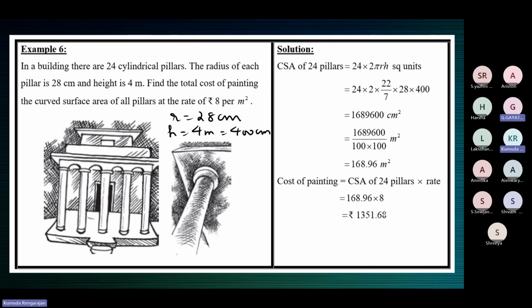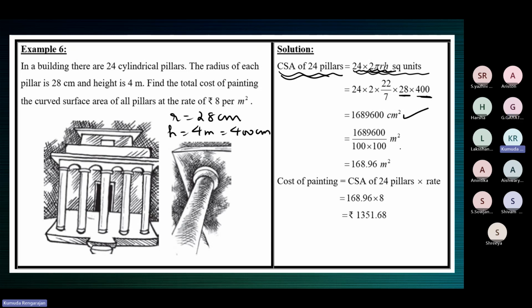Yeah, thank you, children. So radius is 28 centimeters, height is 4 meters or 400 centimeters. So CSA of 24 pillars I've written straight away, 24 into 2 pi RH square units. CSA of one pillar is 2 pi RH, so 24 pillars will be 24 into 2 pi RH. So radius 28 centimeters, height 400 centimeters. Since we've substituted radius and height in centimeter, the answer will be in centimeter square.